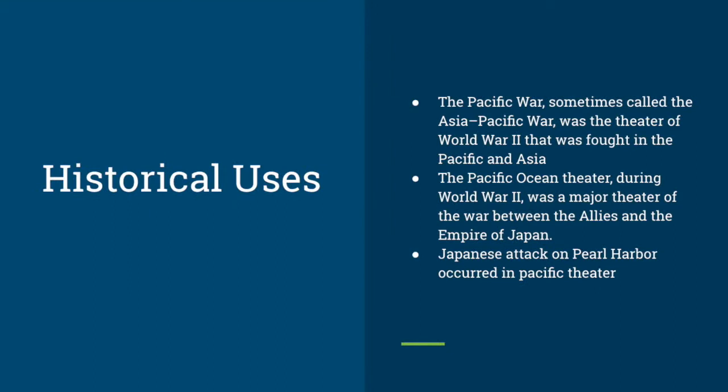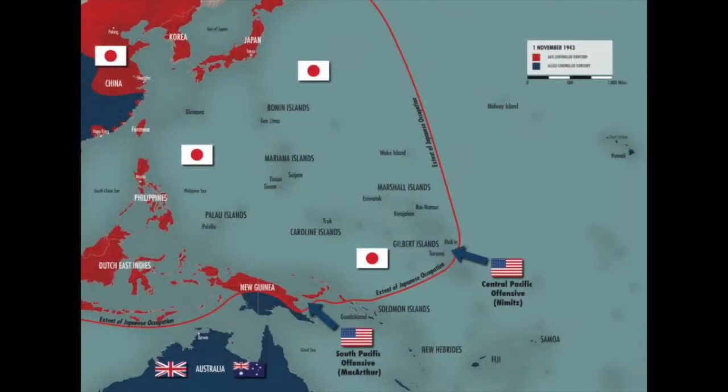The Pacific War, sometimes called the Asia-Pacific War, is the theater of World War II that was fought in the Pacific and Asia. The Pacific Ocean Theater during World War II was a major theater of war between the Allies and the Empire of Japan. The Japanese attack on Pearl Harbor occurred in the Pacific Theater.